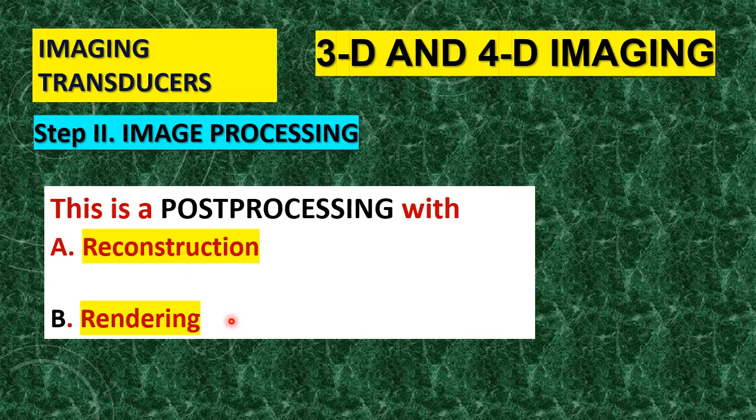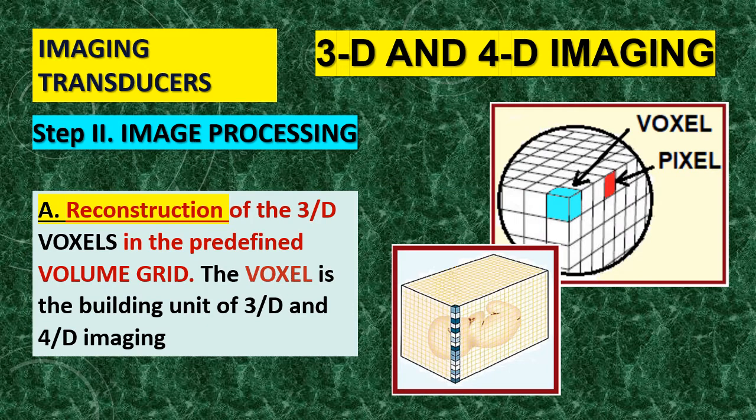So rendering is what? The machine will take this volume that is already reconstructed, and render it into a display. Later on we'll discuss rendering. We have two types of rendering. So this is the reconstruction first.